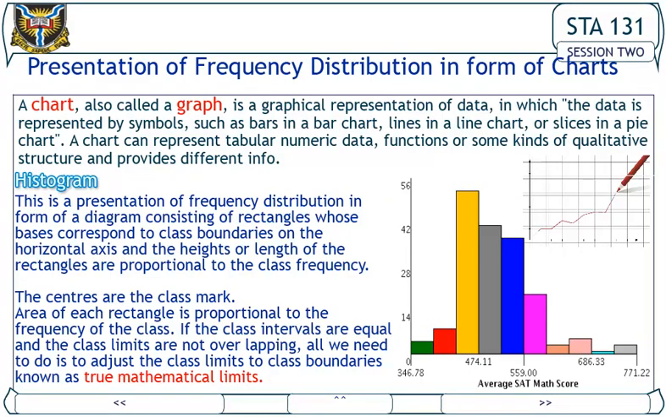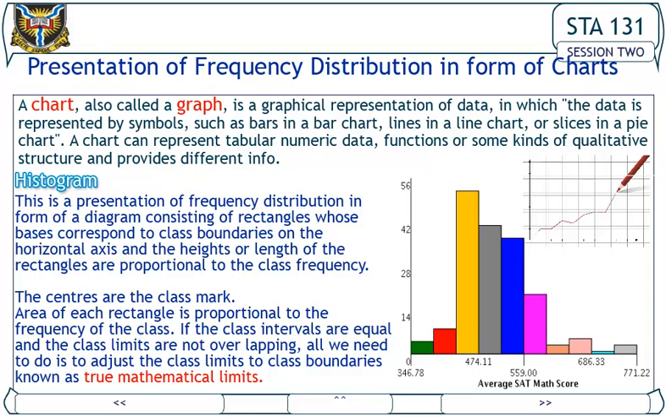Presentation of frequency distribution in form of charts. A chart, also called a graph, is a graphical representation of data in which the data is represented by symbols such as bars in a bar chart, lines in a line chart, or slices in a pie chart. A chart can represent tabular numeric data, functions, or some kinds of qualitative structure and provides different info.